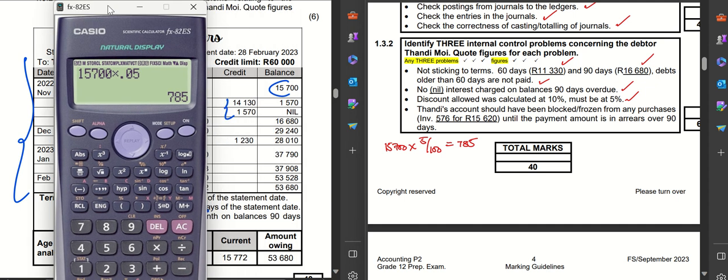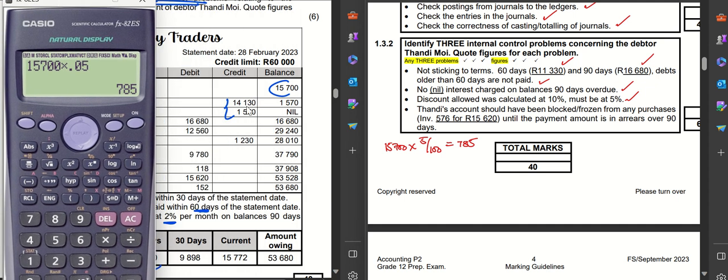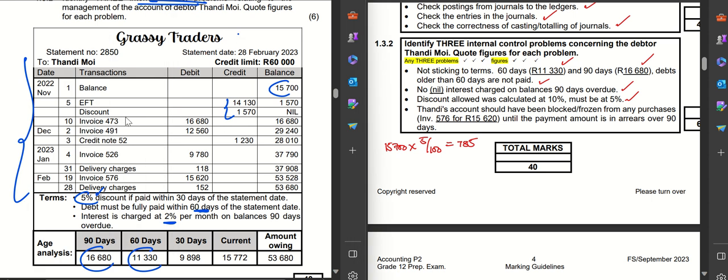But if you check here, you see that they were given a discount not of 785, but the discount was of 1,570. So this is now more than 5%. What percent is that then? So that is where you find that the discount was 10%. So they were given a discount of 10% instead of 5%.